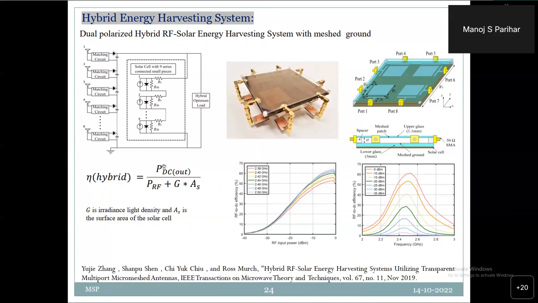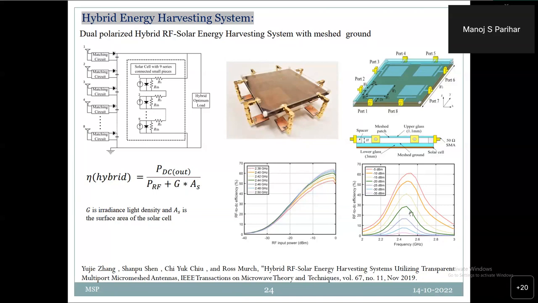And this input will be your RF input and your solar input. So this is solar power, G into AS. G is the light density on your solar cell, and AS is the surface area of the solar cell. So you can find out the total solar power plus RF power, and you can have the efficiency of your hybrid circuit. And this is the response.